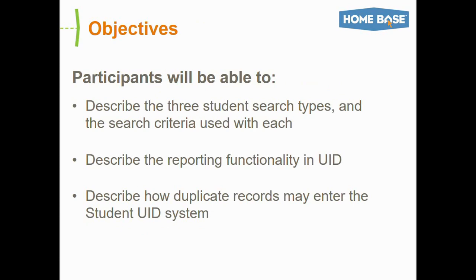By the end of this video, we hope that you have enough information to be able to describe the 3 different student search types, as well as the different search criteria that are used with each one of those search types. Be able to describe the reporting functionality inside of UID, and to be able to describe how duplicate records may be entered into the UID system.